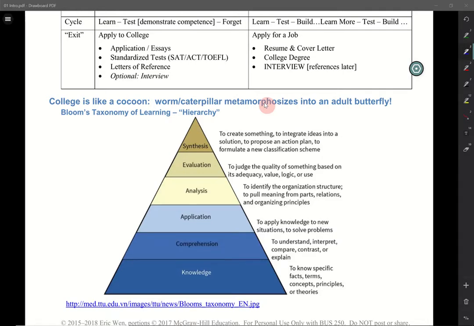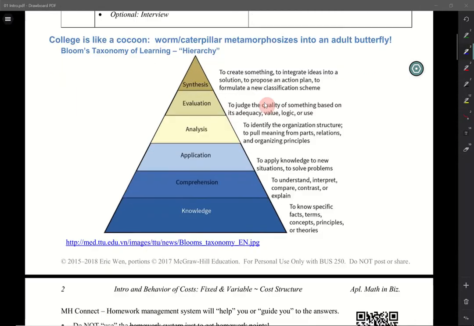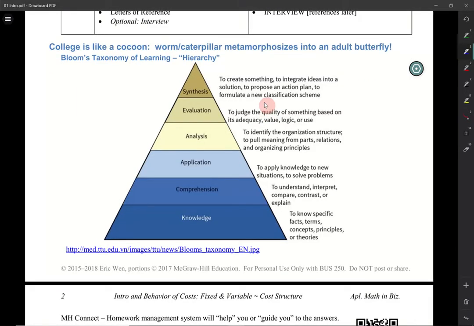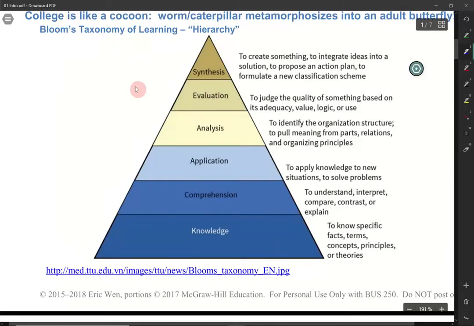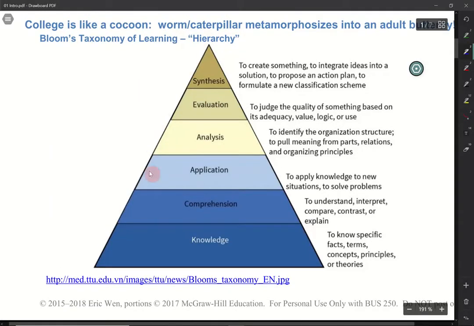There's another concept in learning called Bloom's taxonomy, and you can see a diagram of it as this triangle, and the idea is that there's a progression. The base of the triangle, the bottom, is knowledge, knowing things, facts, terms, concepts. When someone asks a question, you regurgitate the answer. Those are knowledge types of learning.